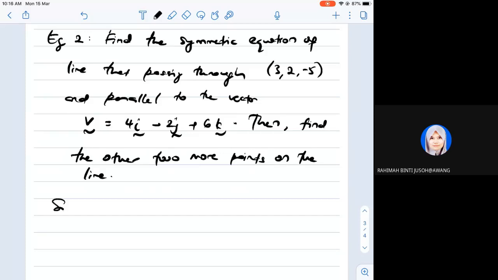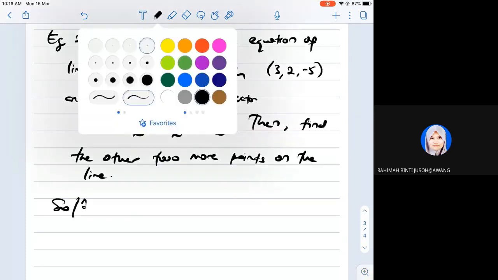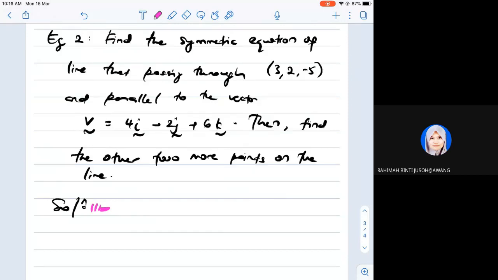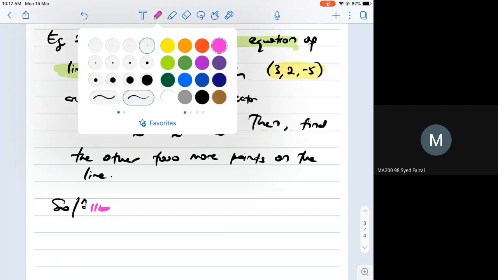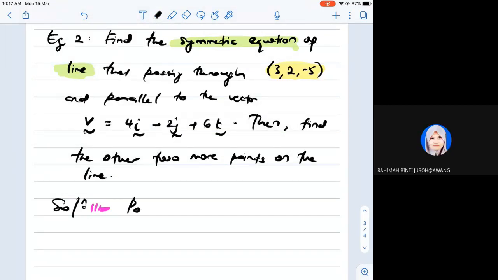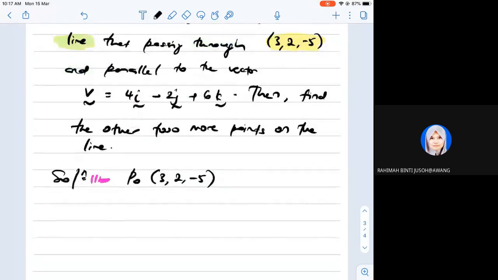Solution. Right now, first of all, of course, you need to underline or highlight the keywords. It says find the symmetric equation of the line that is passing through this. What is this actually? This (3, 2, -5). Yes, P naught. Very good. So take out the information: we have 3, 2, and negative 5. And then after that, what do we need in order to form the equation of the line? We need to have the parallel vector V.